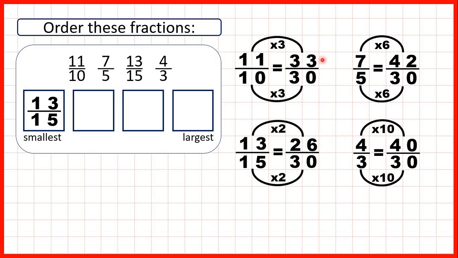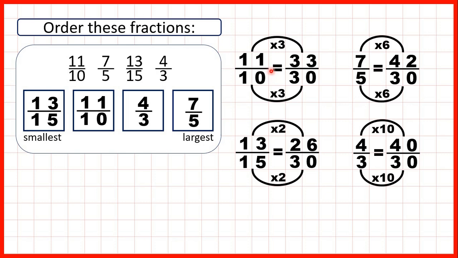So our next largest fraction is 11 tenths, because that's equivalent to 33 over 30. Then we have 40 over 30, so that's 4 thirds, and we need to make sure that we're writing the fractions we're given in the answer boxes, not the equivalent fractions. So finally, our largest fraction is 42 over 30, and that was equivalent to 7 fifths. So 7 fifths is our largest fraction.